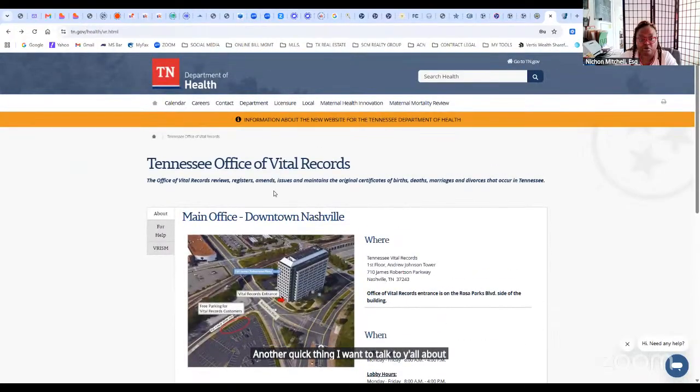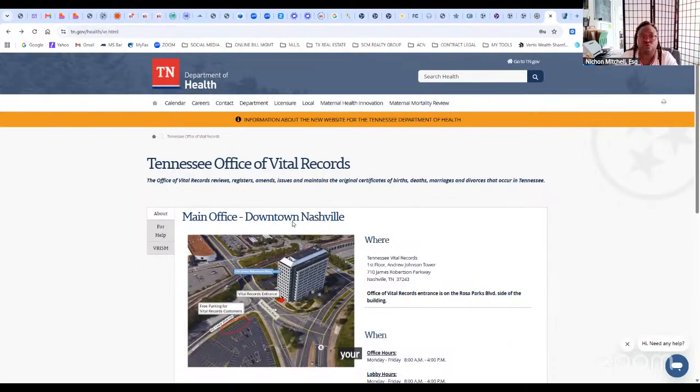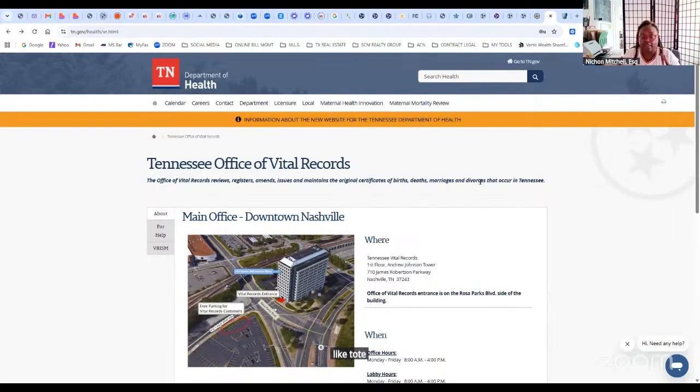Another quick thing I want to talk to y'all about, because enough people don't know about the Office of Vital Records in the state where you're at. Everybody in their house should have a copy of the birth certificate for everybody in your immediate family. That would be you, your spouse, your children, bonus children, even your grandchildren if you can get them. Now, you can't just get them; you would have to ask your kids to give them to you, but you want to tell them it's just for safekeeping. You should have a fireproof bag or a fireproof tote box. I have both, but you should have a fireproof container that you keep all your personal documents in.